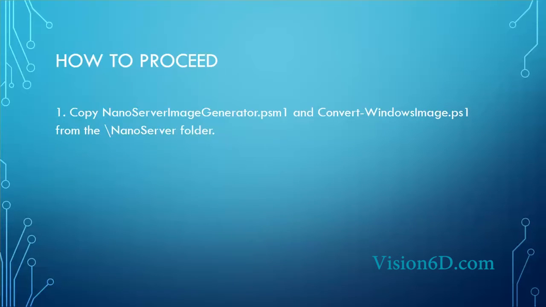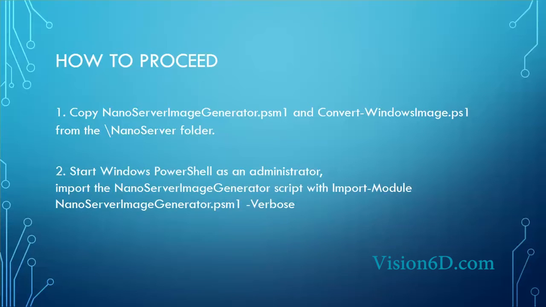For this, we copy the NanoServer image generator PS script and we start the Windows PowerShell as an administrator and we'll import the script. With that, we'll create a VHD image that we'll be able to load into our virtual environment to create a machine.